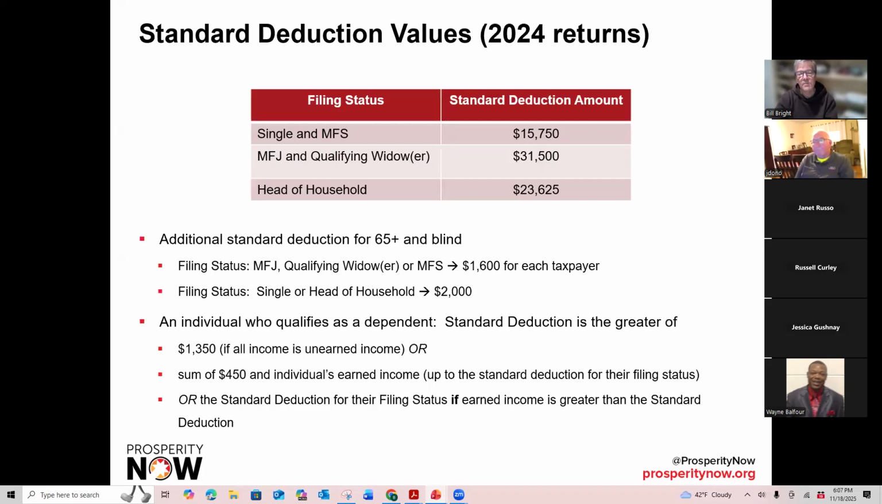These are the standard deductions for, actually, I should say 2025, but these are the amounts. Single, it's 15,750, 31,500 for married filing joint, and 23,625 for head of household. So if you're 65 and older and or blind, you get $1,600 for each taxpayer, $2,000 for head of household. And for an individual who qualifies as a dependent, you have to be careful what their income is. Sometimes we have situations where they particularly have investment income that could jeopardize that a little bit.